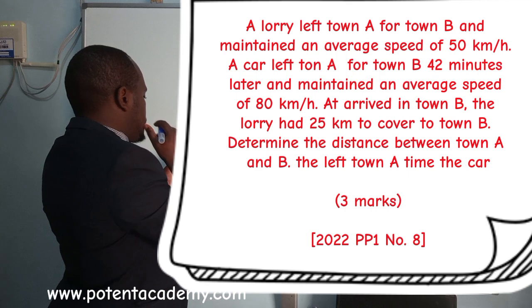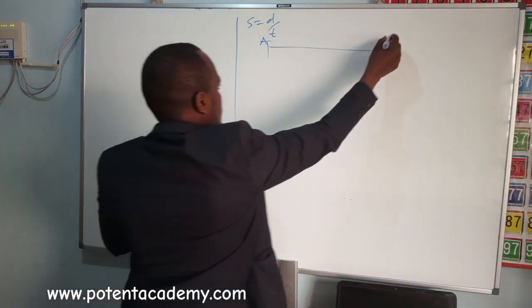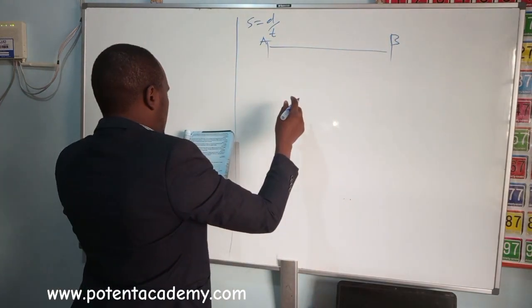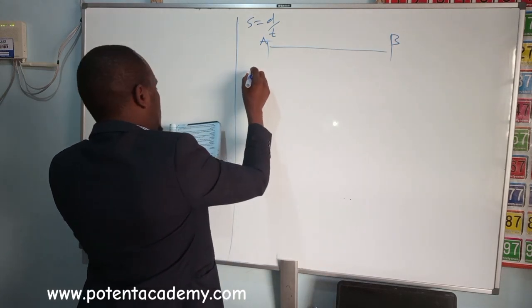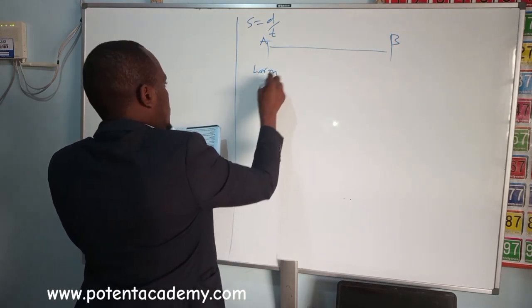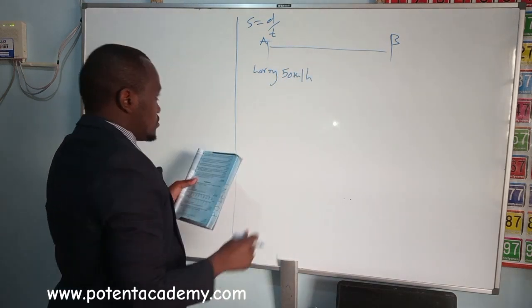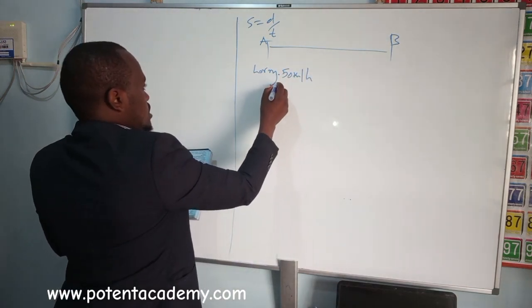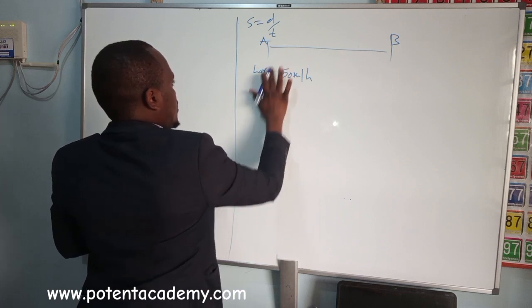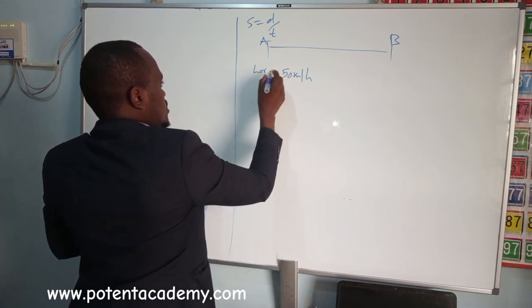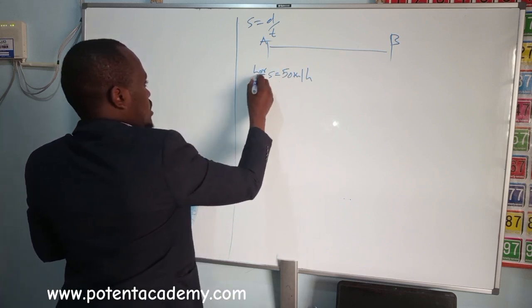This lorry left town A for town B at an average, so this is the lorry, 50 kilometers per hour. This is speed. Speed is equals for the lorry.